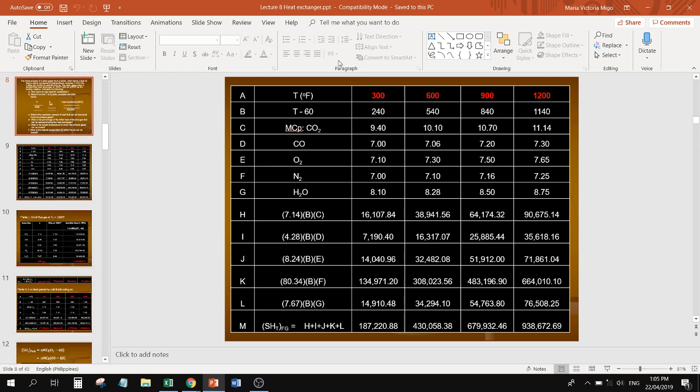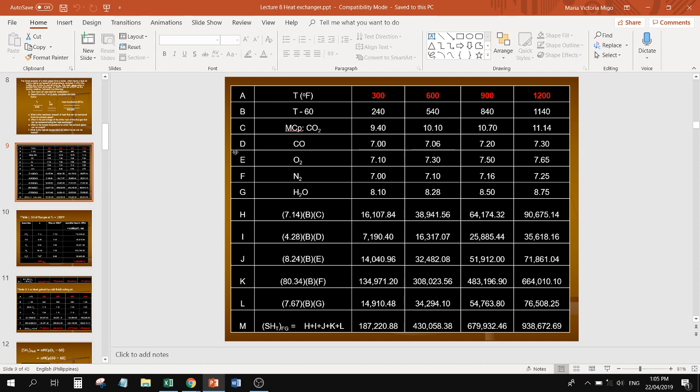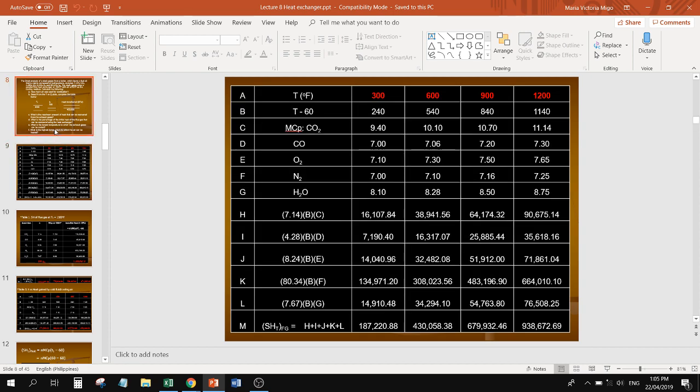If you remember, this is our given. This is in mole percent. Assuming 100 moles of flue gas, this is the composition of the flue gas: 7.14, 4.28, 7.14 for CO2, 4.28 for CO, and so on.